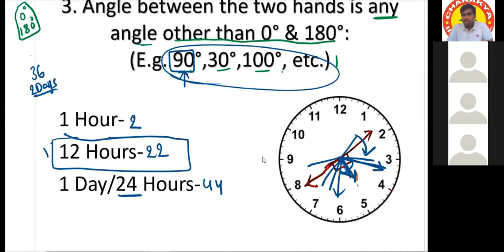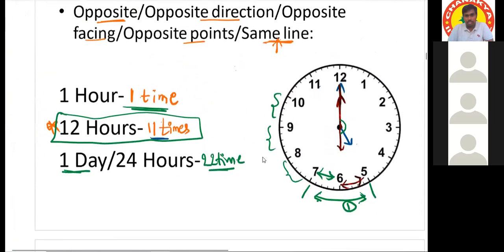Okay. Then why are we getting one less? In 12 hours, we are getting 11 times only. Why are we getting one time less? You can say a simple reason: because of relative speed. Yes, sir. Because of relative speed, we are getting one time less.